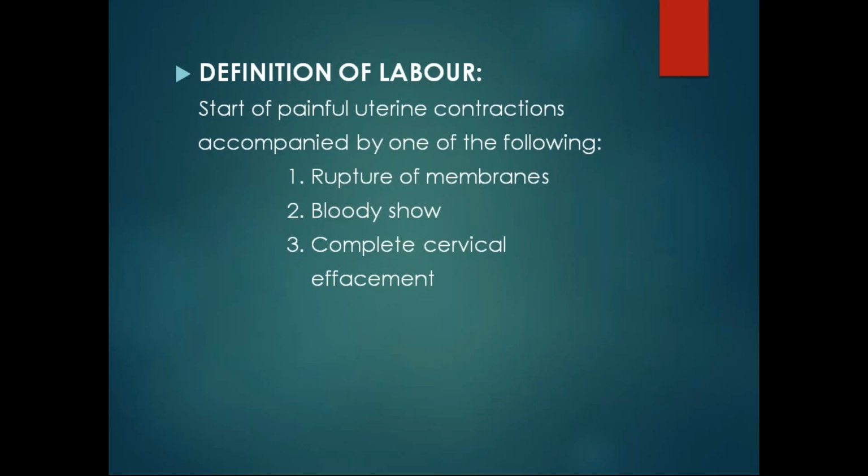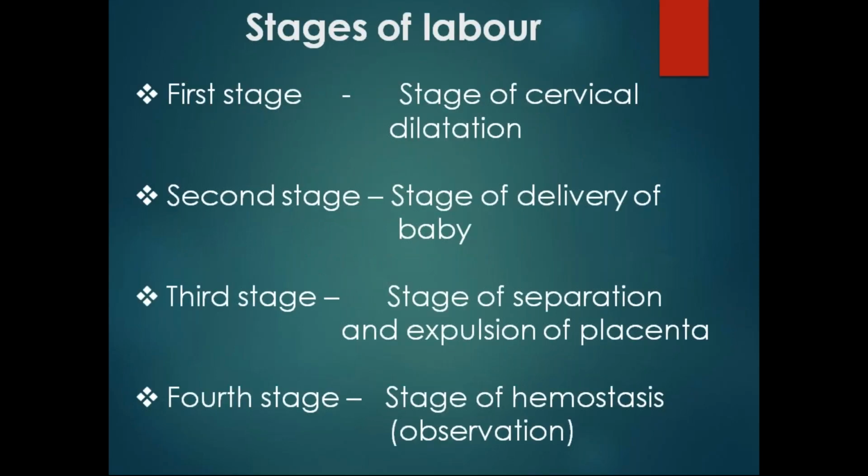So if a patient comes with any pains, you must be able to make out whether it is really labor or it is some other non-specific thing. So whenever there are painful uterine contractions associated with any of these, either the membrane rupture and there's leaking of liquor, or a passage of the bloody show, or a cervical effacement, that is what we say is a beginning of labor. Right. Now, how many stages do we have?